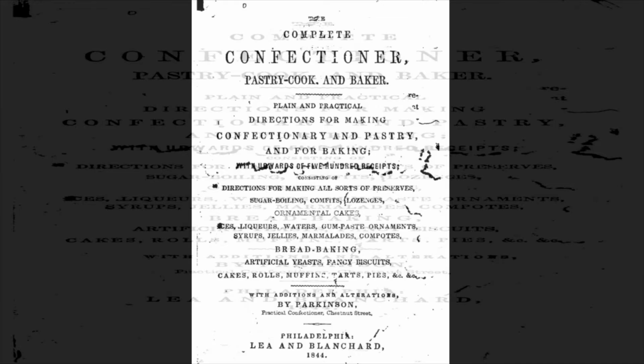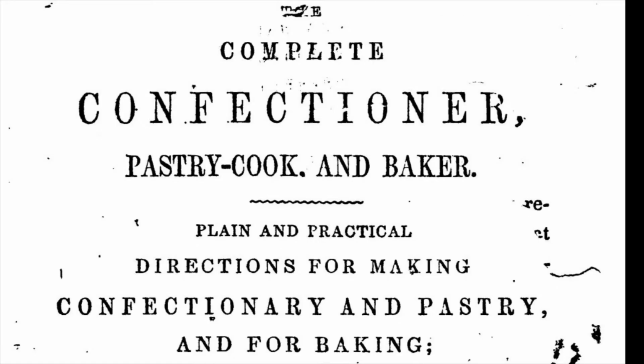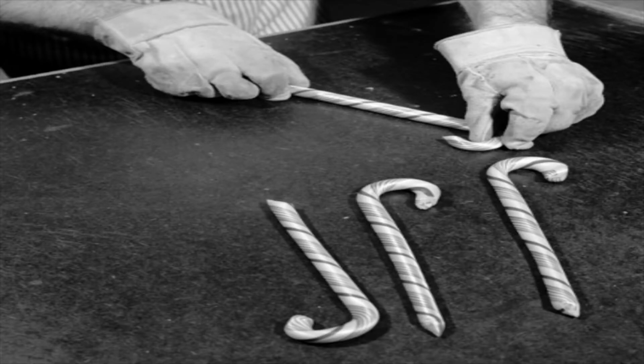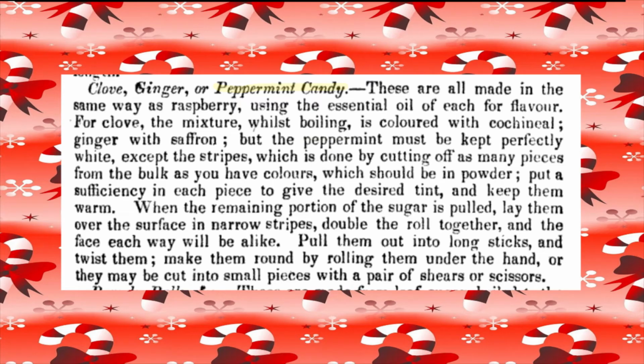In 1844, in the book titled The Complete Confectioner, Pastry Cook, and Baker, Plain and Practical Directions for Making Confectionery and Pastry, and for Baking, a recipe was published for straight peppermint candy sticks that were white with colored stripings. The recipe was titled Pulled Peppermint Candy Sticks. For clove, ginger, or peppermint candy. These are all made in the same way as raspberry, using the essential oil of each for flavor.